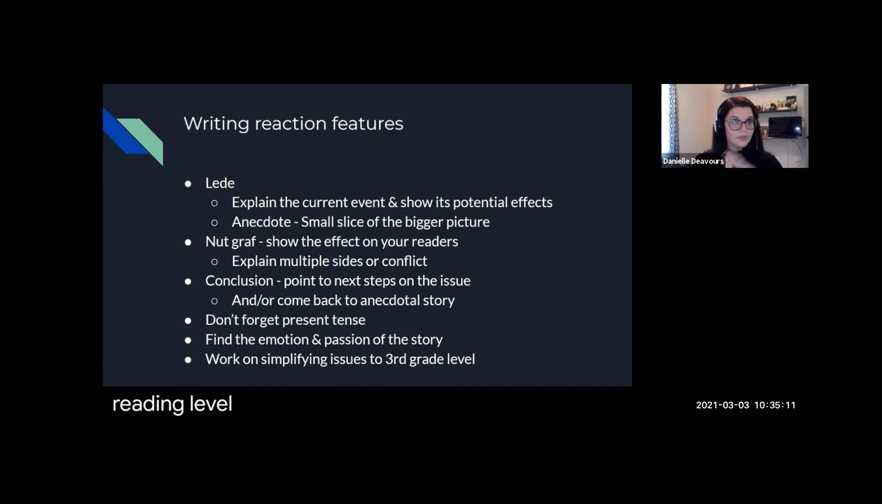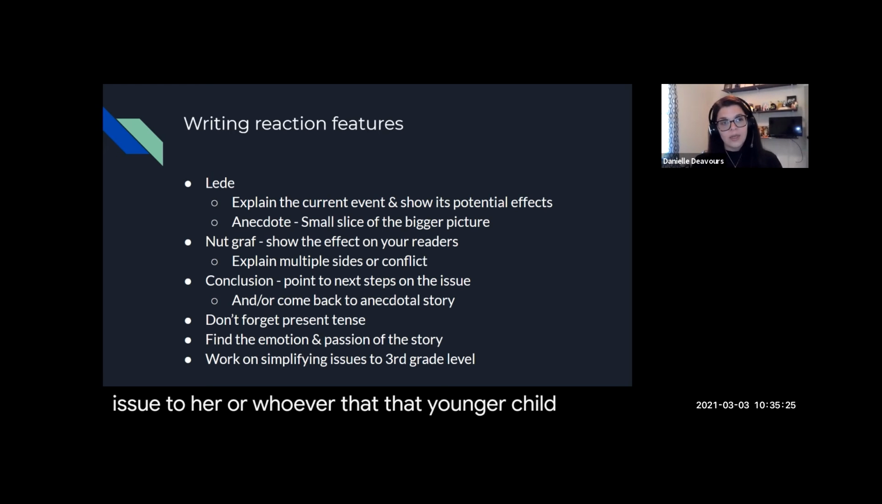Think about your younger siblings or a niece or a nephew. You can always picture my crazy daughter, right? And act like you're talking about this issue to her or whoever that younger child is, so that it's not complicated to an extent where the average reader wouldn't be able to follow it.